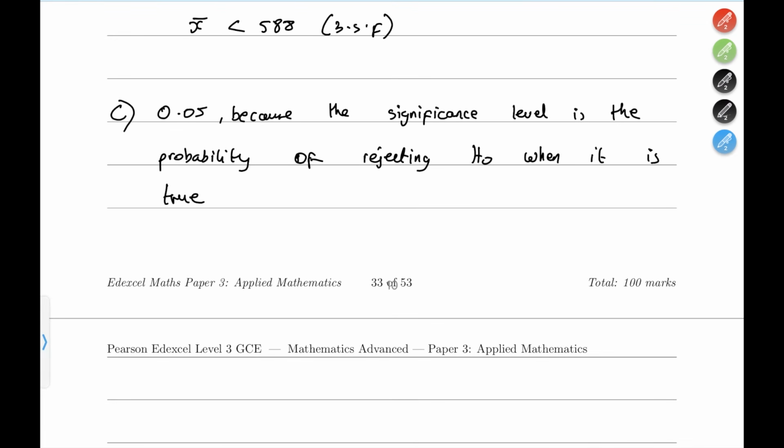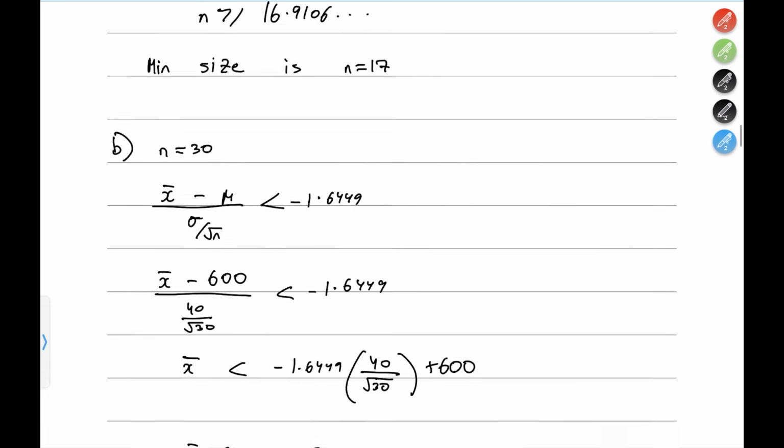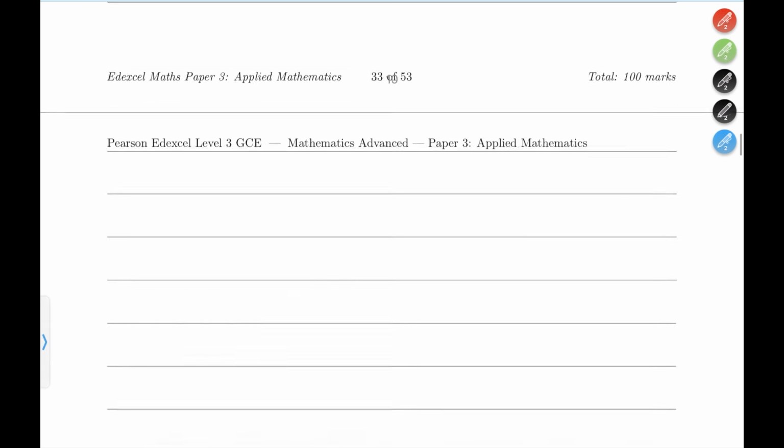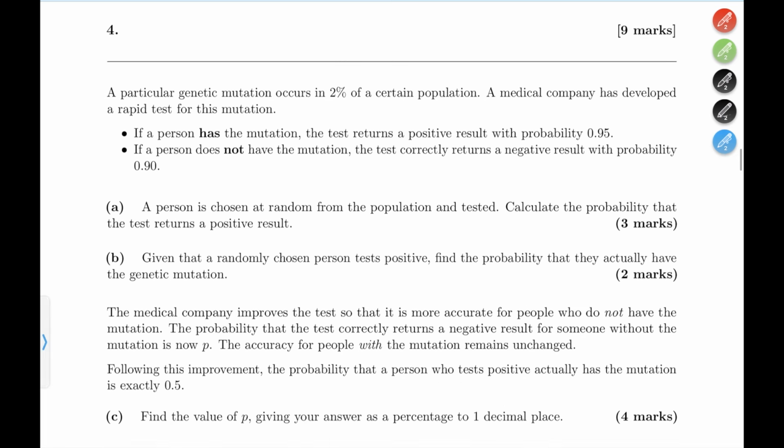So hopefully a nice little knowledge recap there. And I believe that's question 3 done. And yes, so now we can move on to question 4.